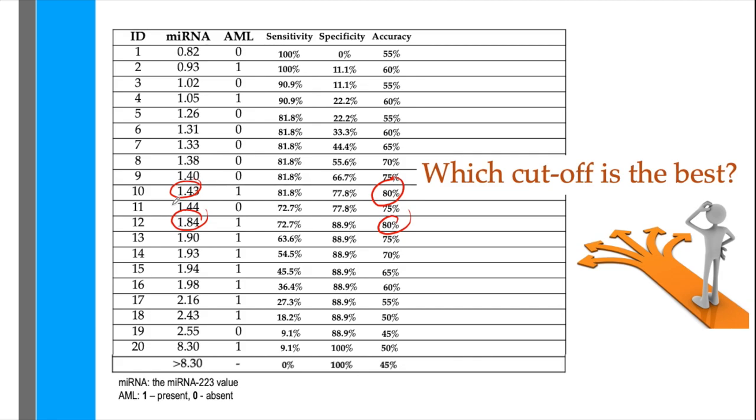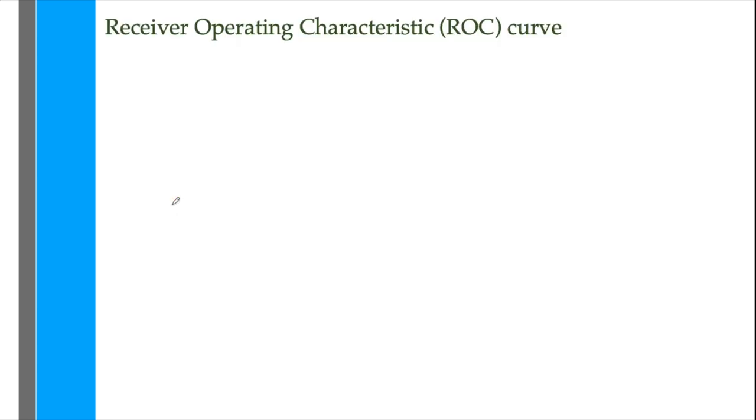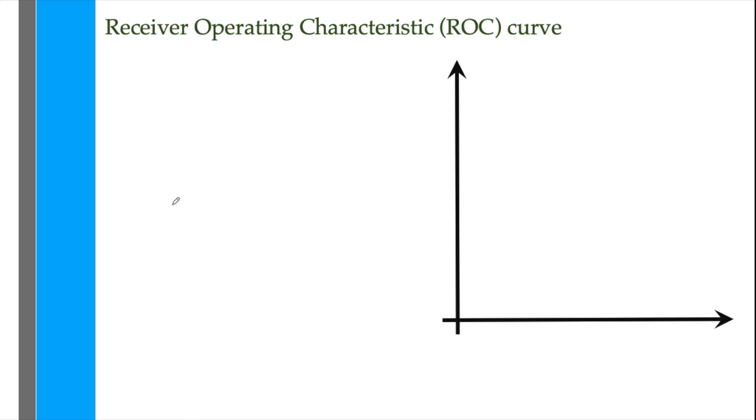So others would already claim that 1.43 or 1.84 is the best cutoff. However, many articles online do not use the accuracy as a way of determining the optimal cutoff. Most of them are using what we call the receiver operating characteristic or the ROC curve, in which it involves graphing a two-dimensional figure in which the horizontal axis or the x-axis is the false positive rate or 1 minus specificity, while the vertical axis or the y-axis is the sensitivity.